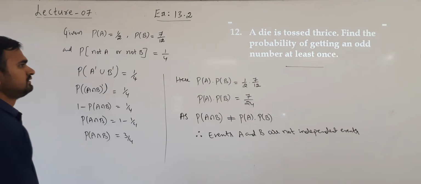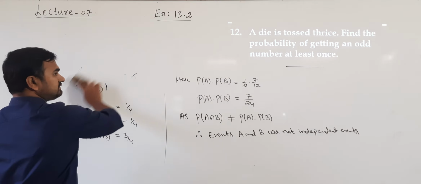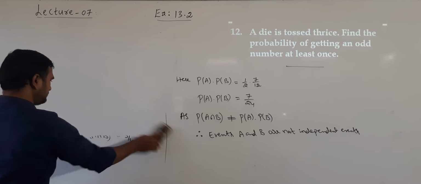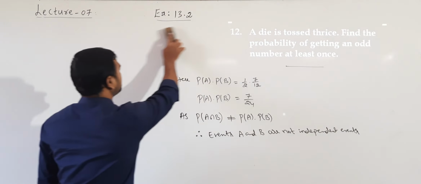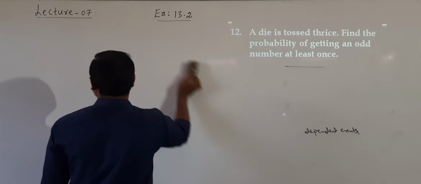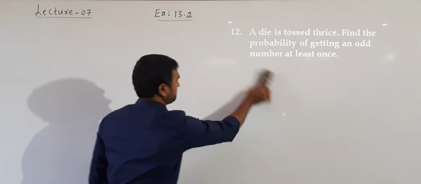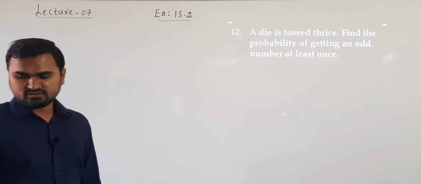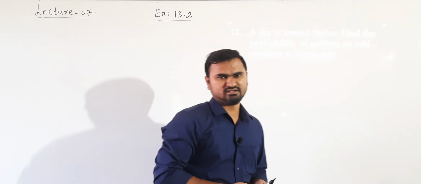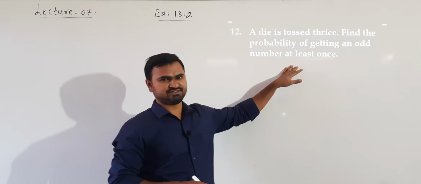Question number 12. A die is tossed thrice. Find the probability of getting an odd number at least once. Now die is tossed thrice. 3 times we are tossing a die. In that we are finding the probability of getting an odd number at least once.